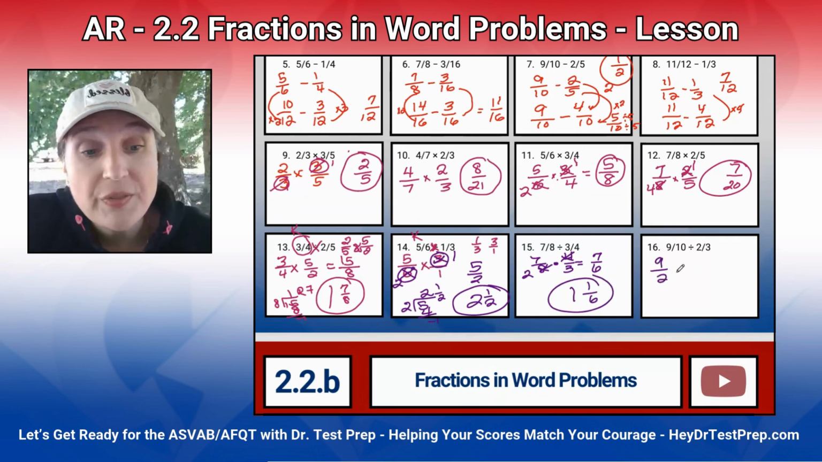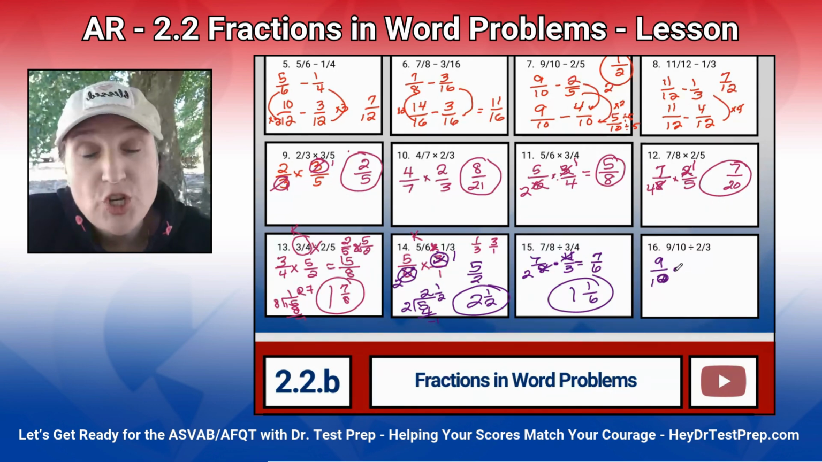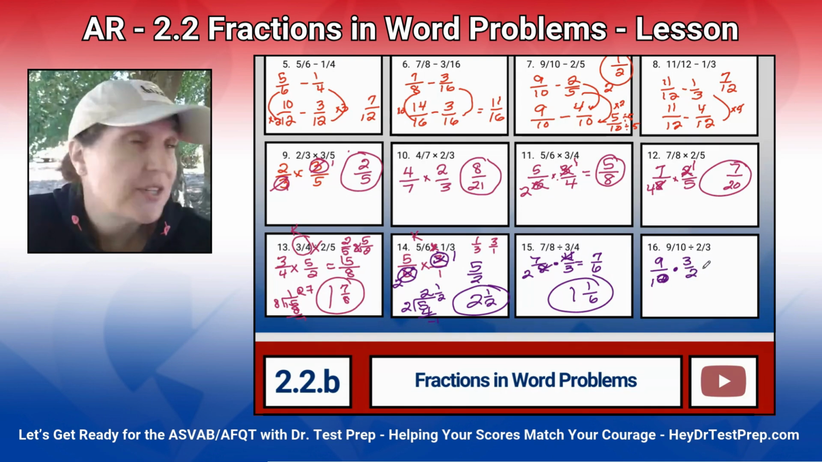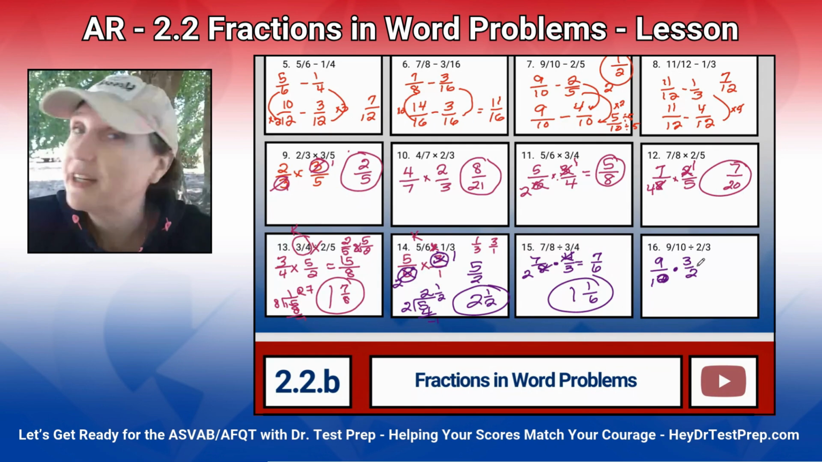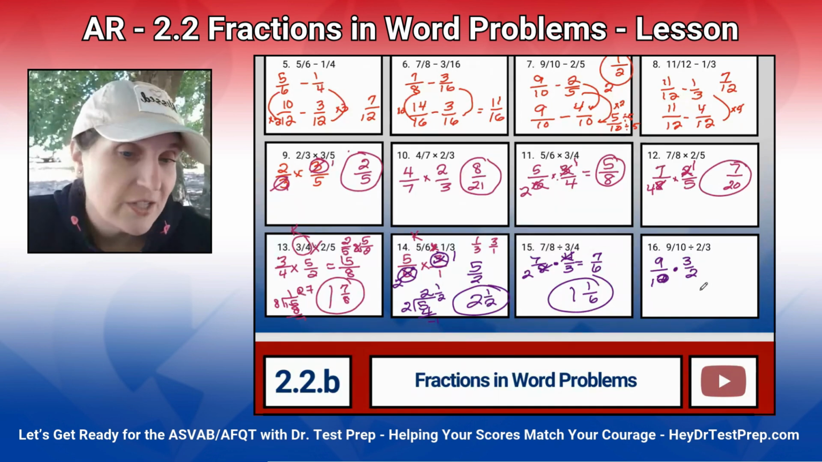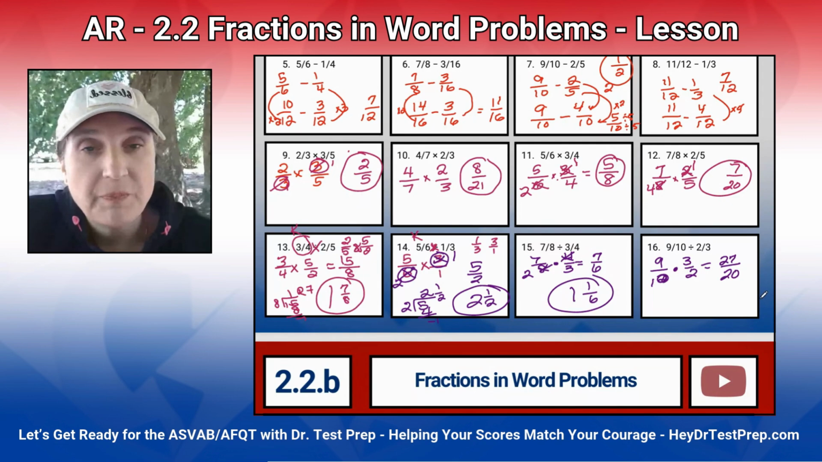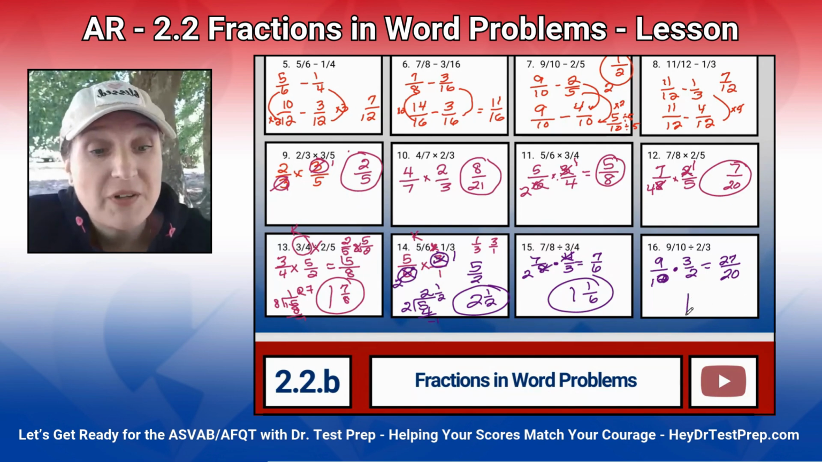9/10. So what is 2/3 of 9/10? Keep the 9/10, change the division to multiplication, flip the fraction. I cannot reduce 9 and 3. That's straight across. I can only multiply straight across. I cannot reduce the 10 and the 2. So when I go across, I get 27/20. And then 20 can go into 27 one time with 7 left.